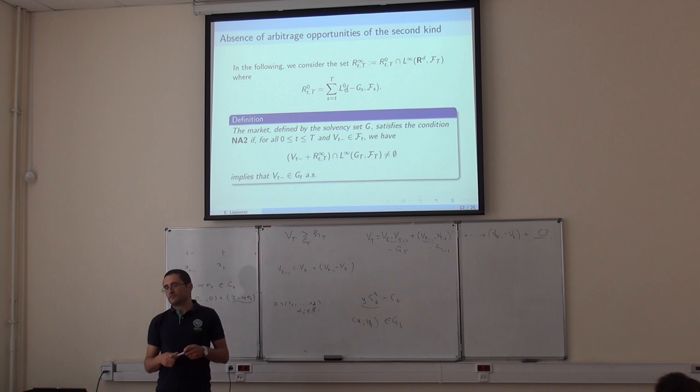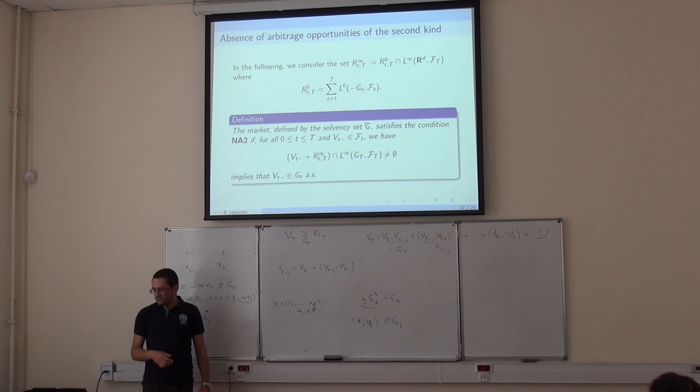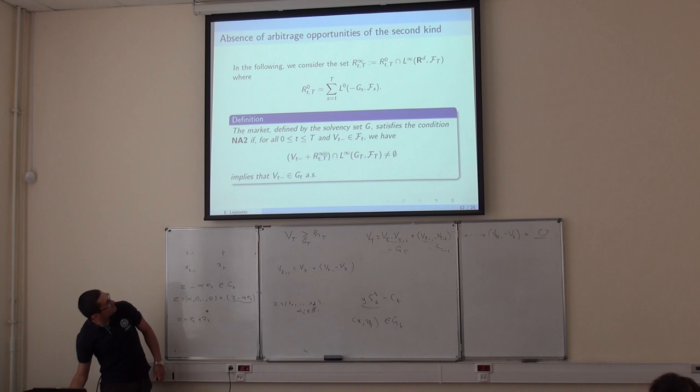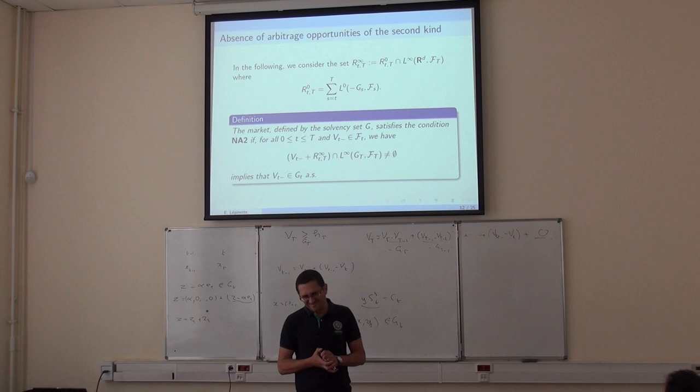So we say that the market defined by the solvency set G satisfies this NAO2 condition, that is absence of arbitrage opportunities of the second kind, if we have this property, that is, if the terminal value of a portfolio process starting from this initial endowment is solvent at time capital T, okay, that is belongs to GT, then automatically the initial endowment is also solvent. Okay, so this is the initial endowment, this is just notation. In principle, it is not very logical to say that the T minus, but it is just a conventional notation. Okay.